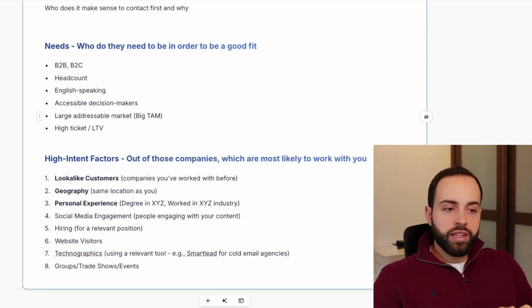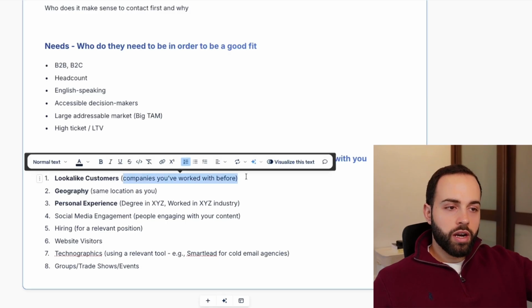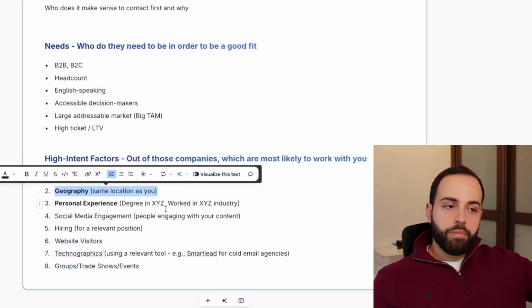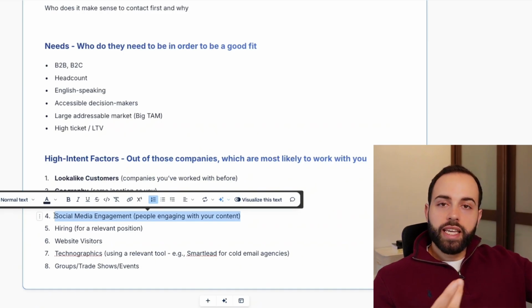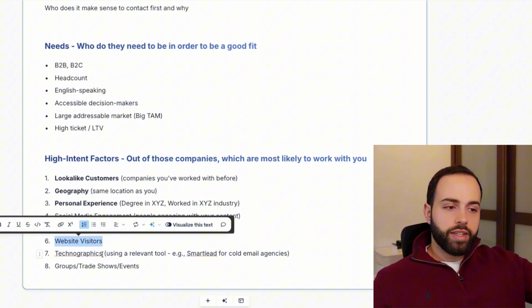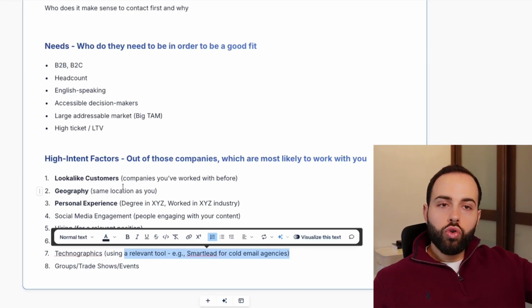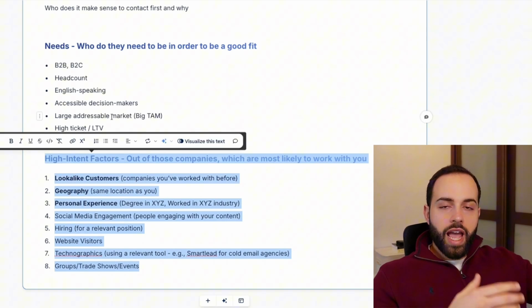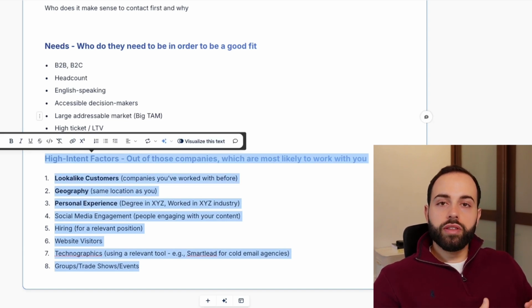And by using these 8 high intent filters, it's going to give you a massive advantage over your competition, because here you have industry experience, you have personal experience, you're located in the same place as your ICP. Your ICP is engaging with your social media content, they're hiring for something relevant to what you do, they're visiting your website, they're using a certain tool that you also use, they attended the same trade show or conference that you were also at. So as you can see, these are 8 super high intent factors that if you can take advantage of, it's going to give you a massive edge over your competition.